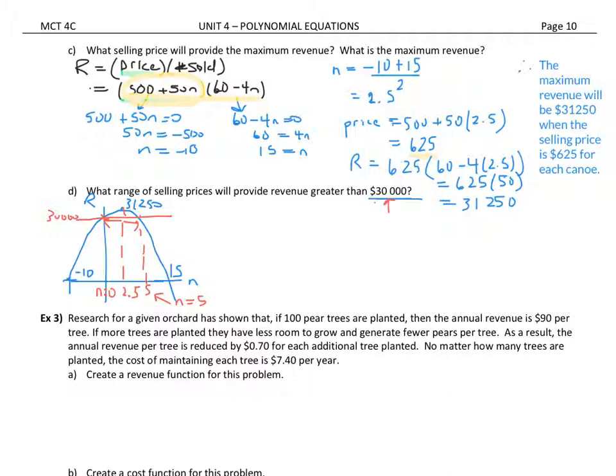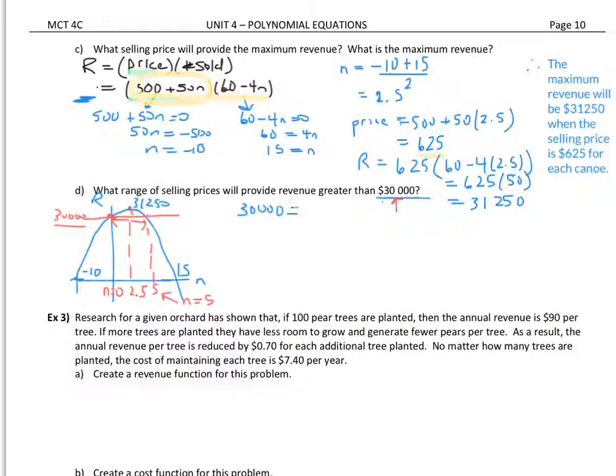It just happens that the 30,000 was our y-intercept. If it doesn't work out that way, then we need to be able to solve it and know how to solve that. So I'm going to work through it the other way. Okay, so my revenue is going to be the $30,000. So I'm really replacing the R in the original equation with $30,000, and that's going to equal the 500 plus 50N times the 60 minus 4N.